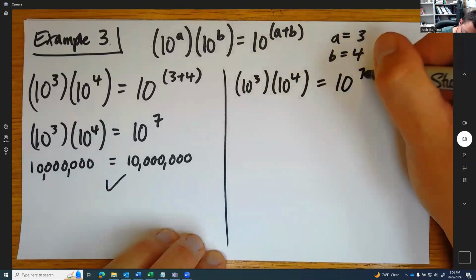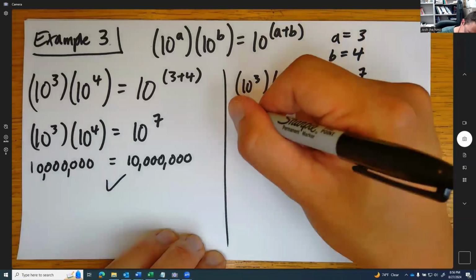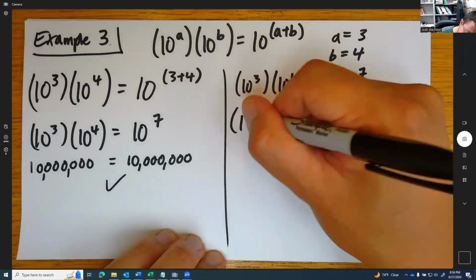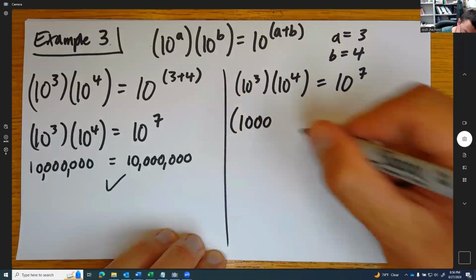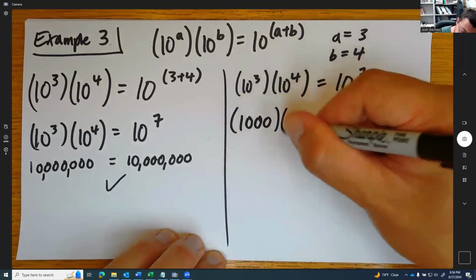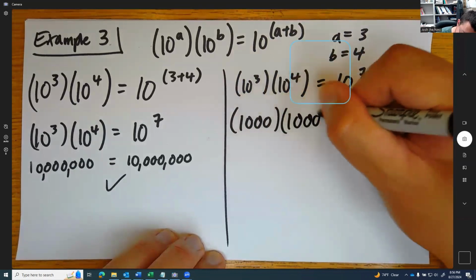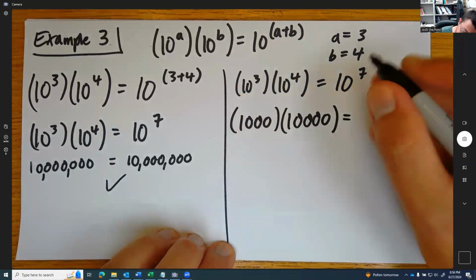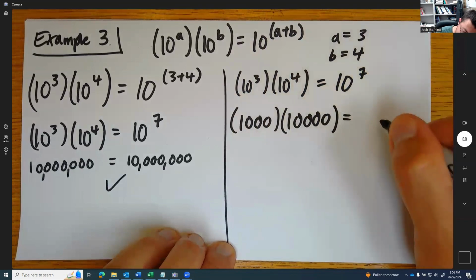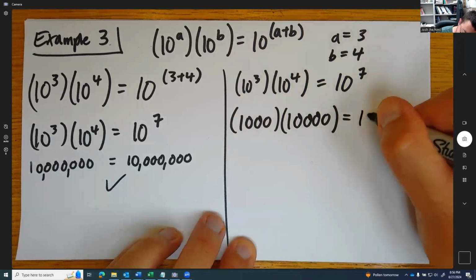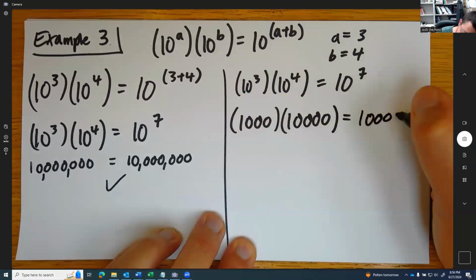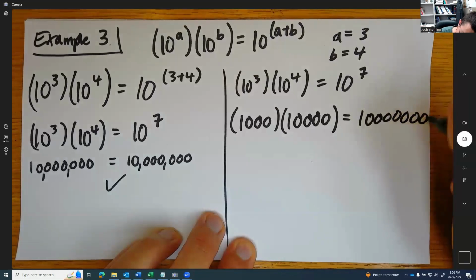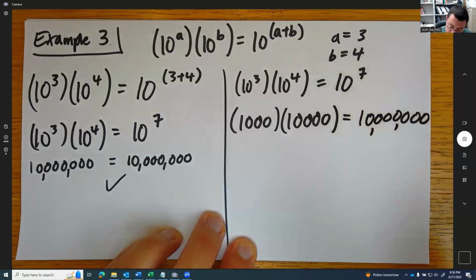Okay, we're trying to show if this is true. So 10 to the third power, 3 zeros. 10 to the fourth power, 4 zeros. And then 10 to the seventh power, 7 zeros. 4, 5, 6, 7. Okay.